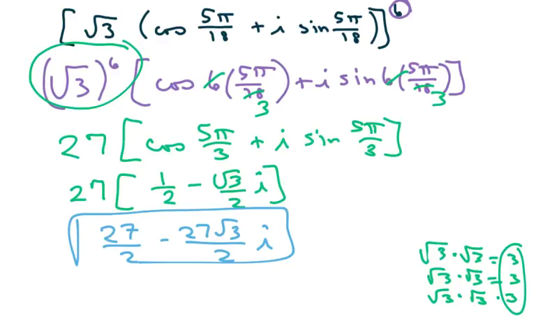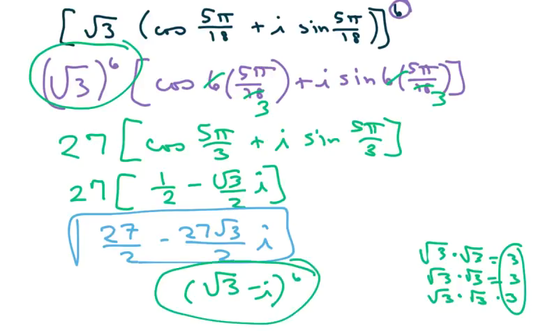The next video we're going to do, and I can write it here, we're going to do the same thing, but they give you the equation in this form, square root of 3 minus i to the 6th. So they're going to write it like this, and it's going to take us a little longer, but we're going to do those.